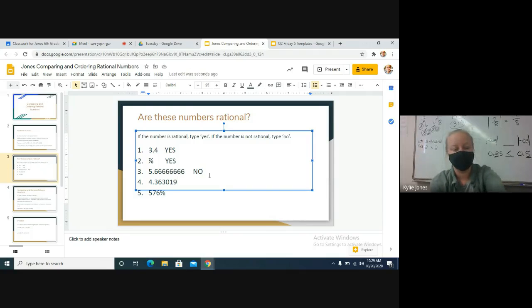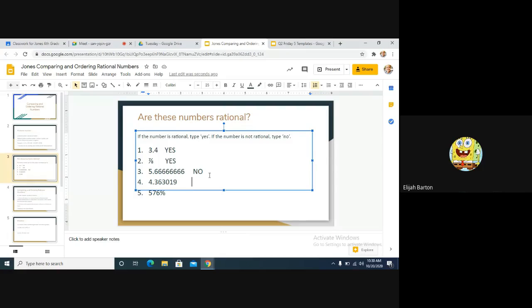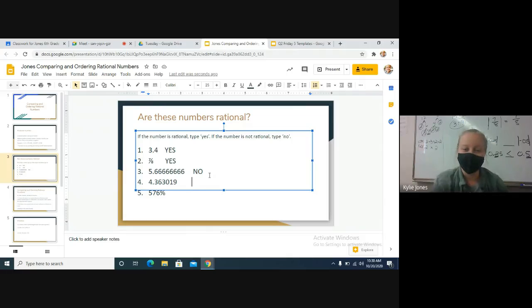Our next one, number 4, we have 4.363019. I'm not even going to try and say that as a decimal. I don't know how far out it is. It's a lot. I'm not going to say it. Is this decimal repeating? Does it repeat numbers? No. It's not repeating, so is it rational or not?